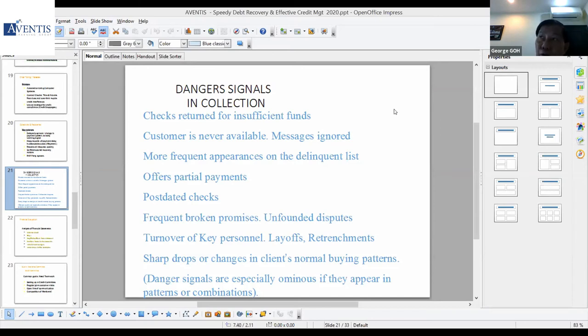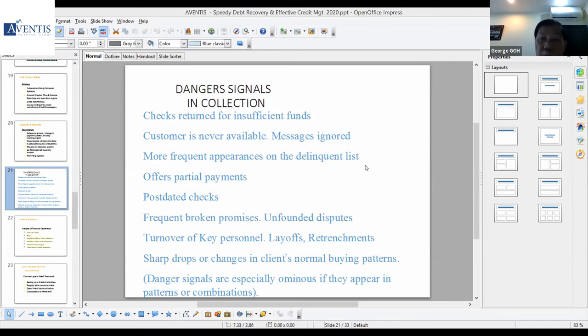So how many times must you call? I would suggest 3-4 times. You leave messages, he doesn't call you back. I mean, it's only professional courtesy, business courtesy, when you leave a message to call somebody back, right? So if the debtor just ignores, just refuses to call you back, then something is wrong. So it is a danger signal. Getting slower and slower as time goes by in the payment.